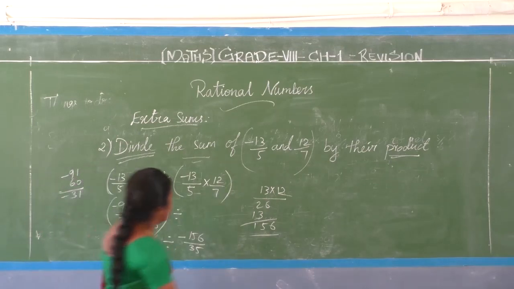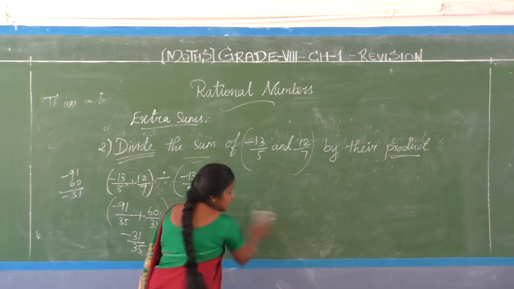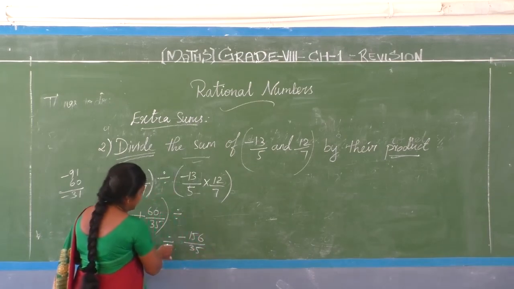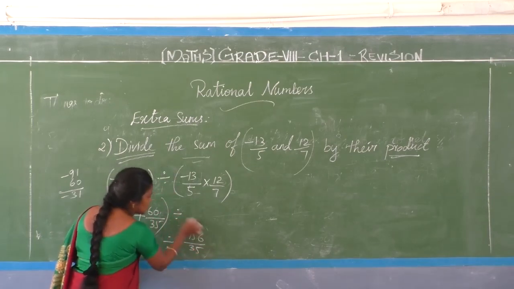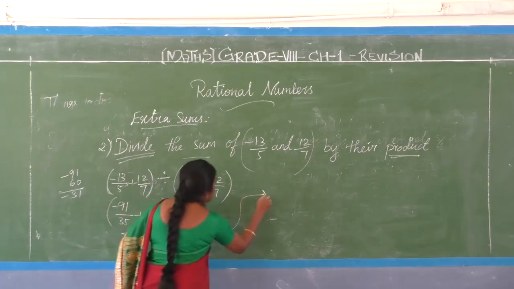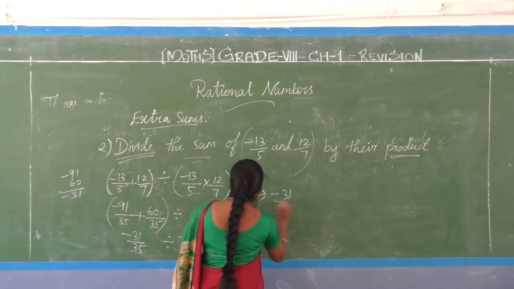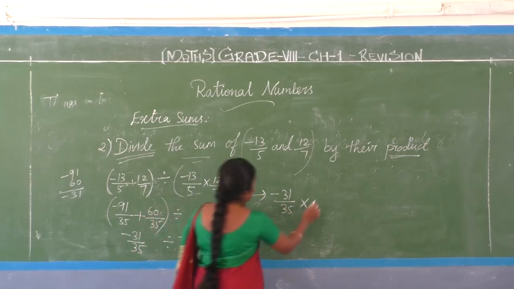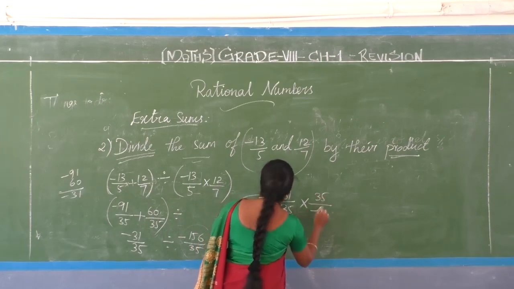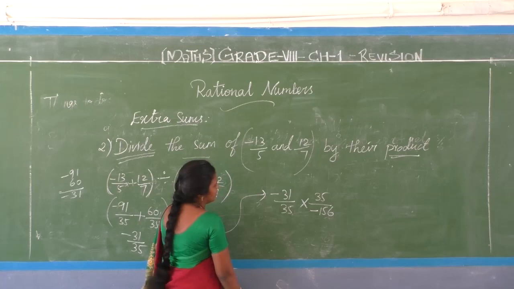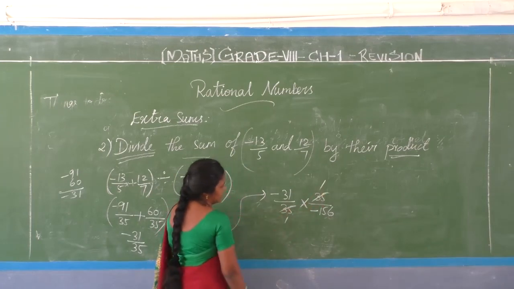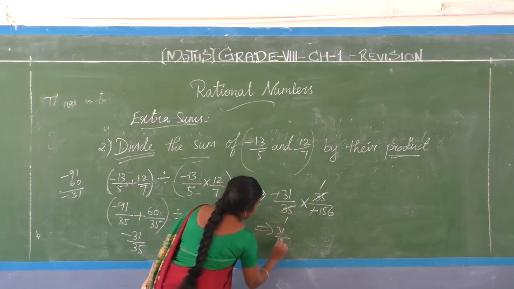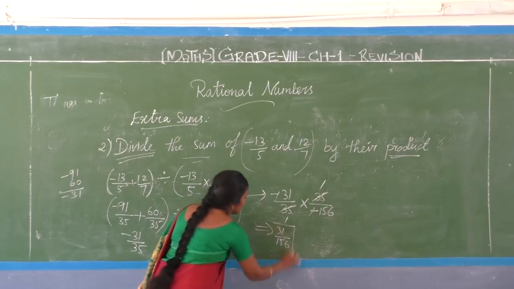Division, as I already said, means division of two rational numbers is multiplication by the reciprocal. For making a reciprocal, only the second part is to be reciprocated. So that step comes like this: minus 31 by 35 into the reciprocal of the second part. So how does it come? 35 by minus 156. Clear? 35 cancels with 35, minus minus cancels. So the final answer is 31 by 156. This is our required result.